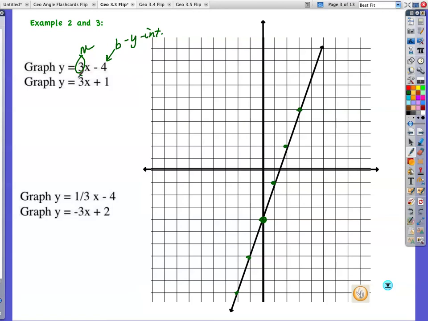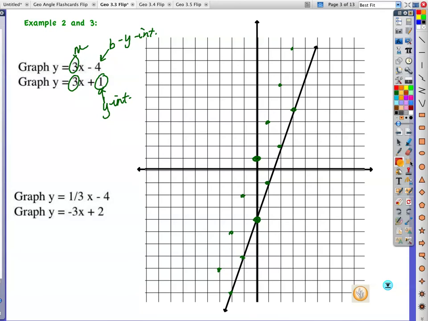Okay, now we're going to graph the next one. Same process. Start with my y-intercept. Okay, 1. That's 1 on the y-axis, the intercept on the y-axis. And then you have a slope of 3. So again, same thing. Rise 3, run 1, put a dot. Rise 3, run 1, put a dot. So on and so forth. Keep going, maybe even in the other direction. And then we take and make our line.